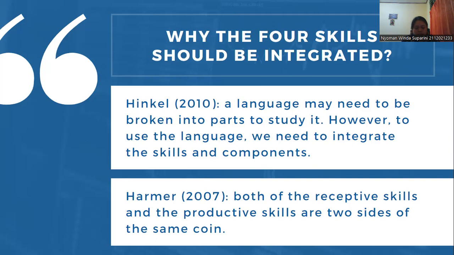In line with this, Harmer 2007 stated that both the receptive skills and the productive skills are two sides of the same coin. They cannot be separated because one skill can reinforce another in various ways.